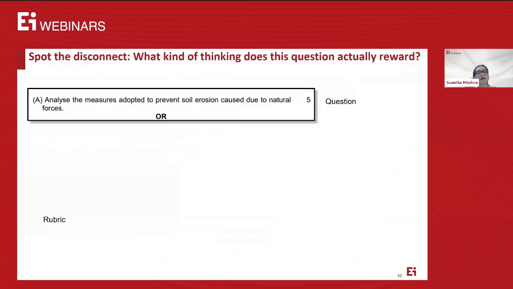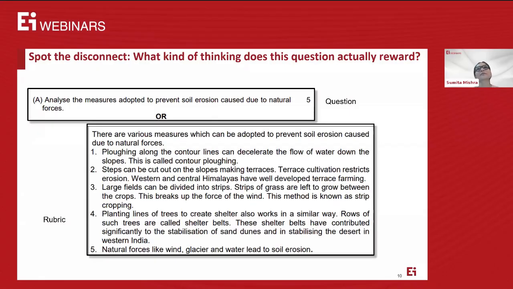So then let us look at another question. This is a very interesting question. The reason we picked this question was that if we look at the question stem, it uses the word analyze. And you might think, well, that's a higher order thinking question because analysis is a high order skill. But look at the rubric that the question expects a student to answer. It gives you 5 points. These points are copy pasted from the textbook.